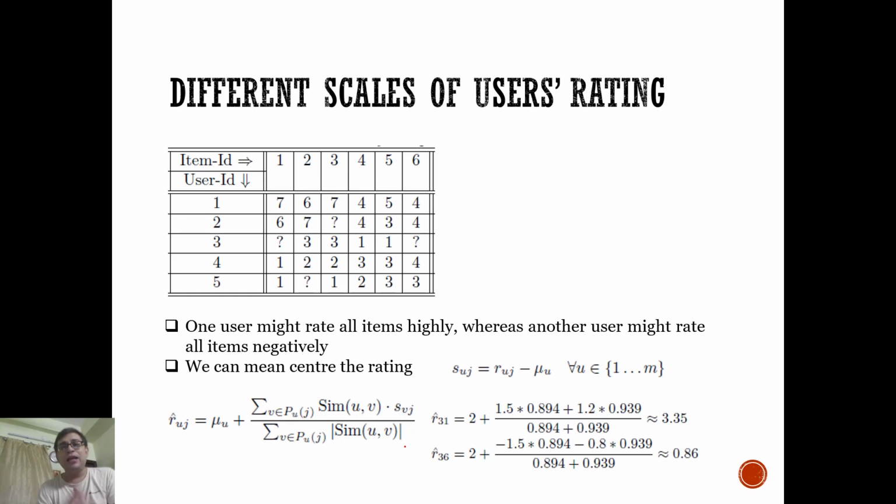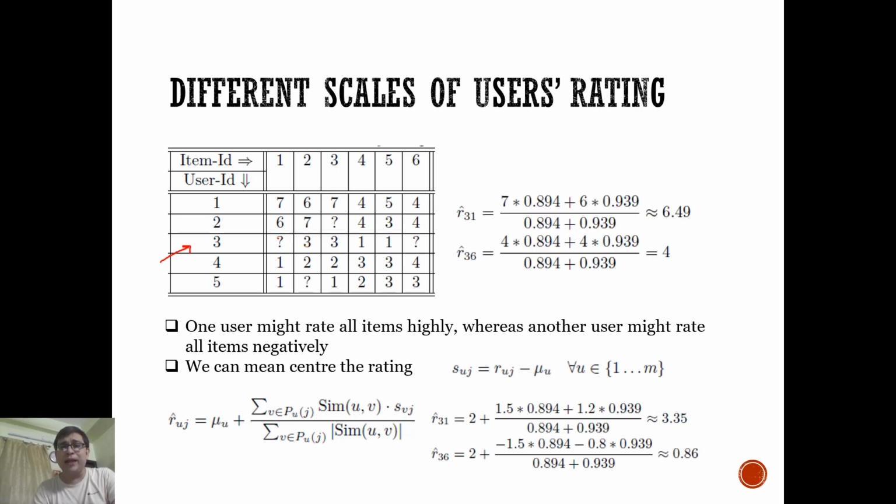The problem is that different users give different scales of rating. So what do I mean by that? Let's look at user 1 and user 5. User 1's lowest rating is 4 and highest rating is 7. And if you look at user 5, the lowest rating is 1 and highest rating is 3, right? So now let's look at the user we are most interested in, user 3. You see that the lowest rating is 1 and highest rating is 3. It is very, very unlikely that he is going to rate this one as 6.49 and this one as 4. What are we going to do?